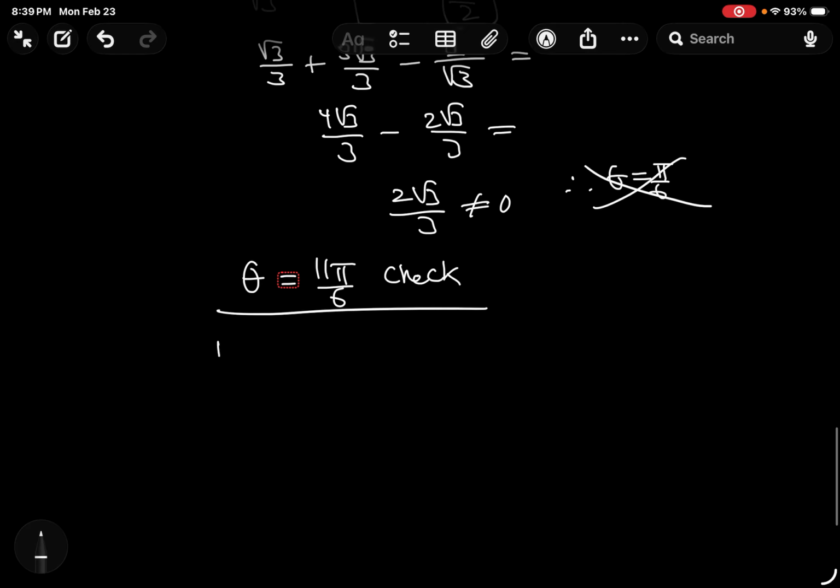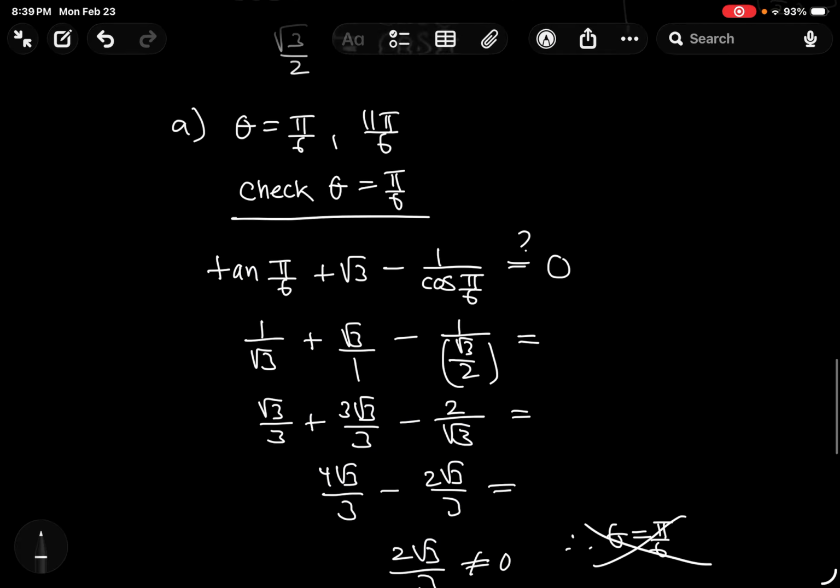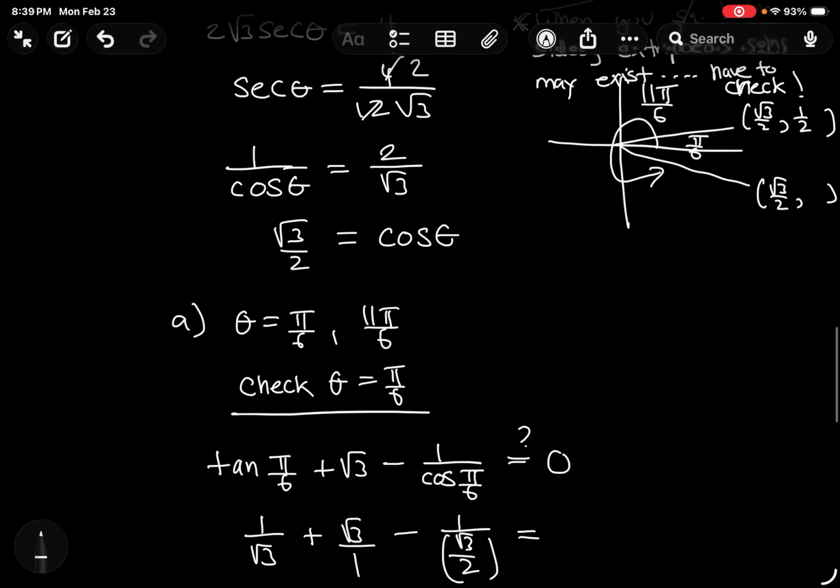All right, so again, I know it's tedious, but sometimes math can be very tedious. Okay, so minus 1 over cosine 11 pi over 6, does it equal 0? All right, so how's that going to change if we do 11 pi over 6? Well, 11 pi over 6 is over here, right? The x value is root 3 over 2. The y value is negative 1/2.